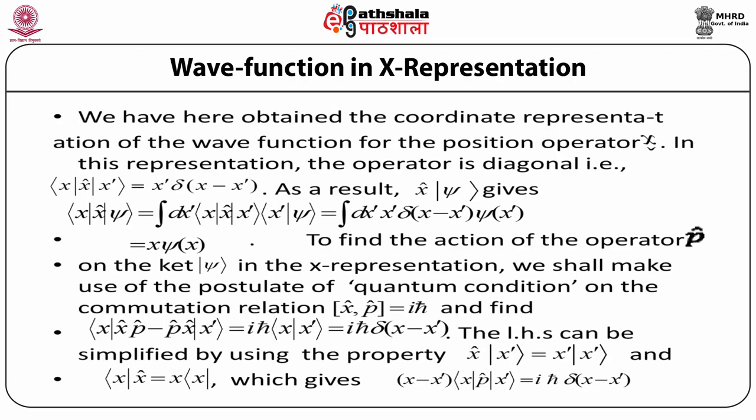The left hand side can be simplified by using the property that operator x acting on ket vector x prime is equal to eigenvalue x prime times ket vector x prime, and bra vector x operator x is equal to x bra vector x, which gives x minus x prime bra vector x operator p ket vector x prime is equal to i h cross delta x minus x prime.